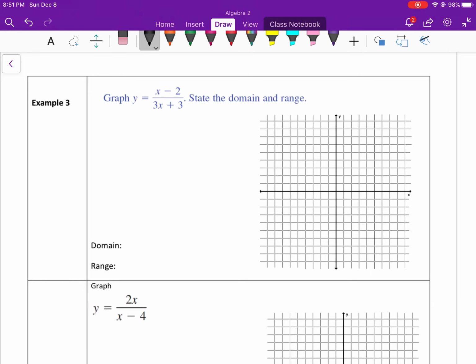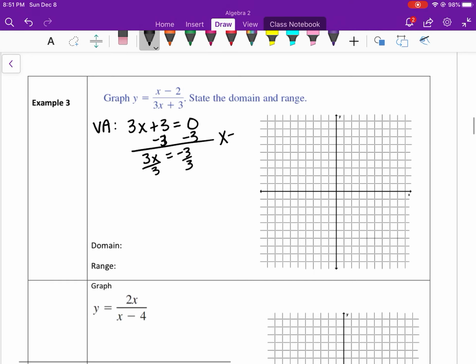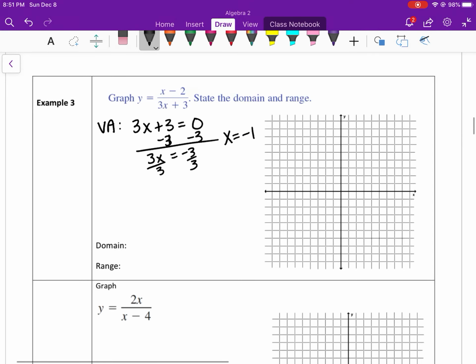So we find the vertical asymptote again by taking the denominator, setting it equal to 0, and solving for x. So this one's maybe not as obvious to what x would make the denominator 0. So if you set it equal to 0, you have two steps here, you have to subtract 3 and then divide by 3. So I'd get x equals -1. So that is my vertical asymptote.